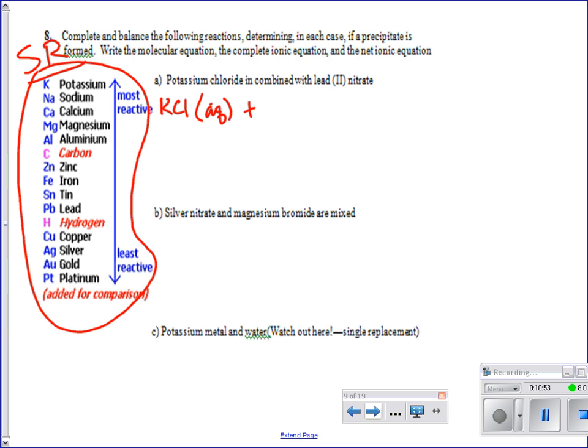Lead 2 nitrate, Pb(NO3)2, is that soluble? Yes, so we write aqueous. Now we're going to predict our products. This is a what kind of reaction? Double replacement, so we get, good, KNO3. And that is aqueous because of the Big Daddy rule. Nitrates are always soluble. And what is our last product? PbCl2. Why am I writing Cl2? Can't lead be 4?